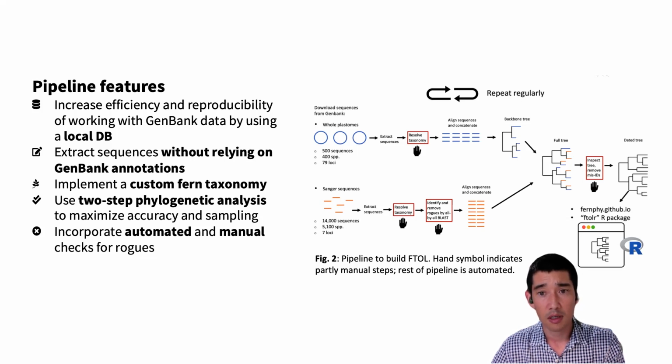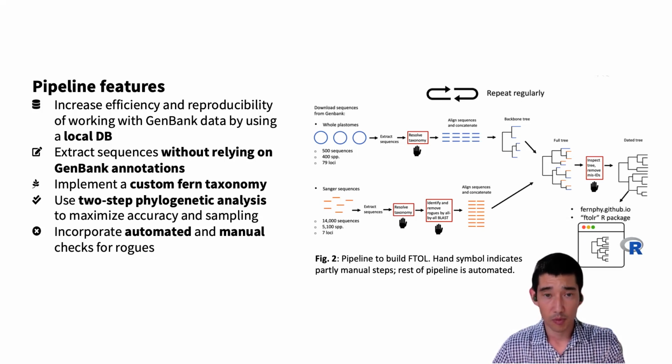We first use the plastome sequences to build a backbone tree. This backbone tree is used as a constraint to do phylogenetic analysis of the Sanger sequences and generate the full tree. Now, by taking this two-pronged approach, we can generate a tree that is robustly supported across the backbone and then maximally sampled at the tips.